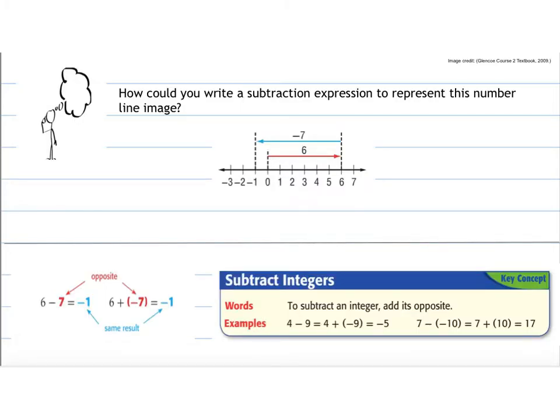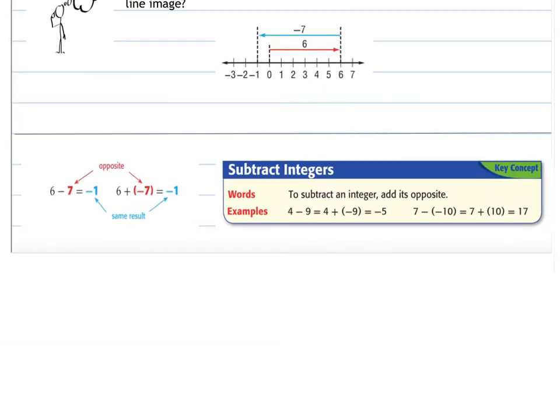Okay, there's just a question here for you to think about. You don't have to write this down, but how could you write a subtraction expression to represent this number line image where we've got some stuff happening? How could you represent that? So looking down here, if we took 6 minus 7, we would end up at -1. However, if we took 6 plus a -7, 7 and -7 being opposites, we would also end up at -1. So we end up with the same result if we add the opposite.